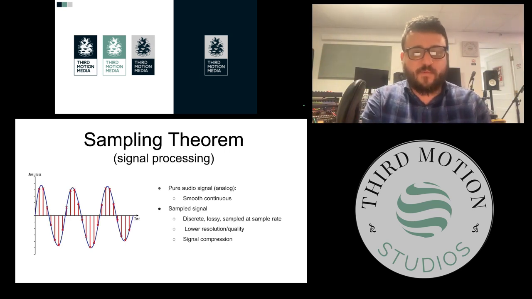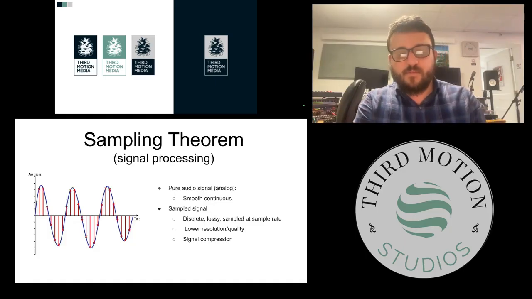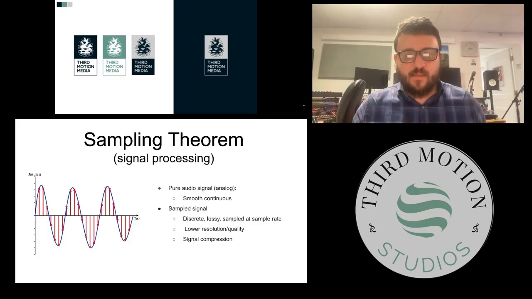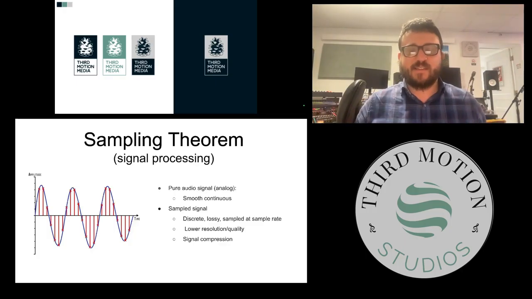So here's an example on the left of what sampling looks like. It's like you take points every so often as samples of a continuous signal, which we call analog, smooth and continuous, the real world sound that comes into your microphone, real world sound that comes out of your mouth when you talk, everything like that. Whenever it goes into any kind of electronic digitization or approximation through our sensory apparatus that we have, we get what's called a discrete, lossy, sampled, low resolution signal compression.